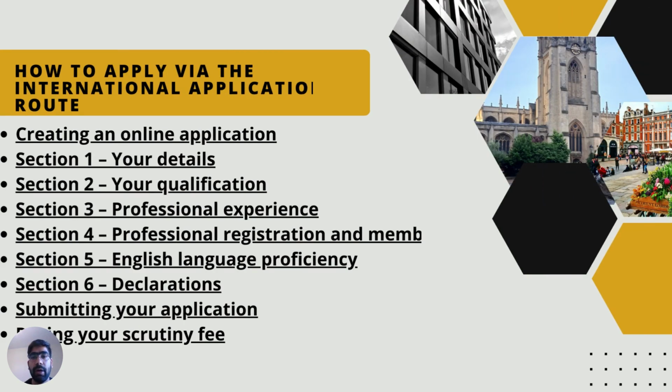So now, how to apply for the HCPC registration? You need to create an account on the HCPC website, and there are six sections. In the first section, you need to fill in your details. In the second section, you need to fill in your qualification. In the third section, you need to fill in your professional experience, and you need to focus on all the modalities you have already worked in, and what kind of examinations you can do.